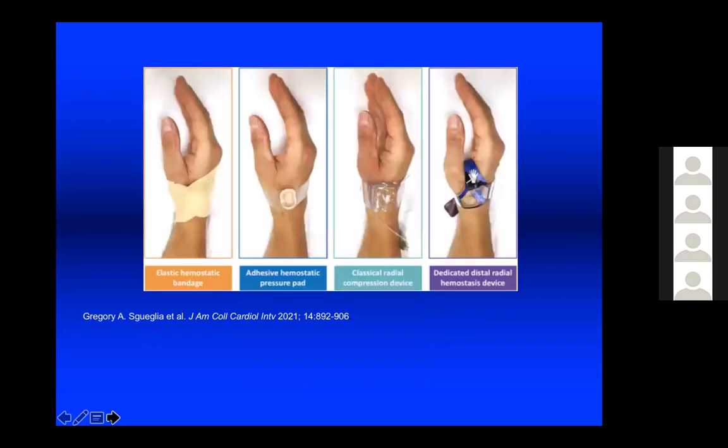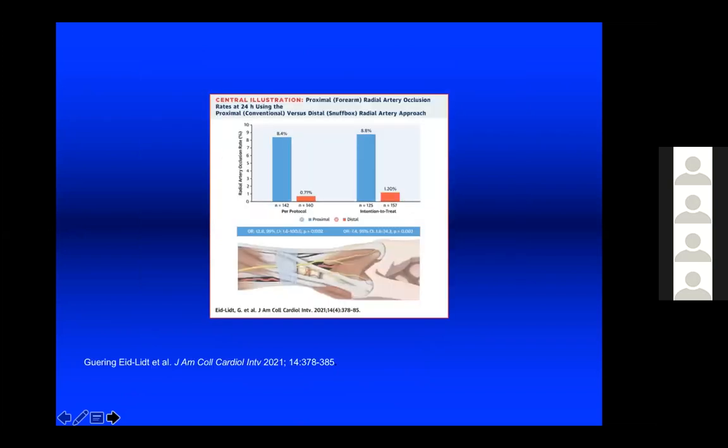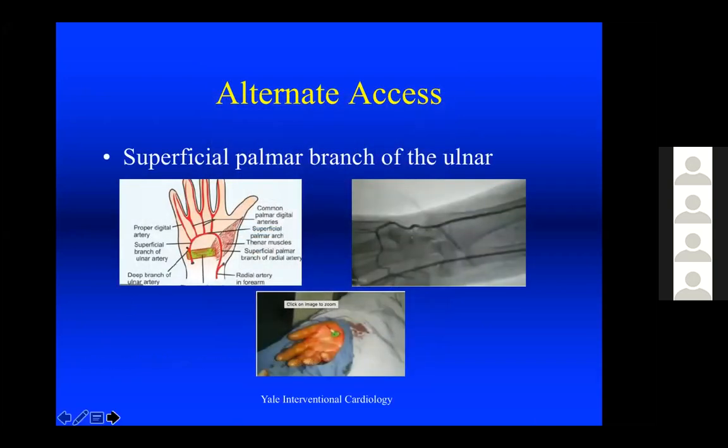And then you can use the same radial occlusion devices like a TR band, which is what we have in that site. You just have to put it more distal on the hand. This is data on one study of about 300 patients showing a radial access occlusion with distal radial here in red and the standard radial access 8%. So stay tuned. This data is still emerging, but at least in this study it's suggested.